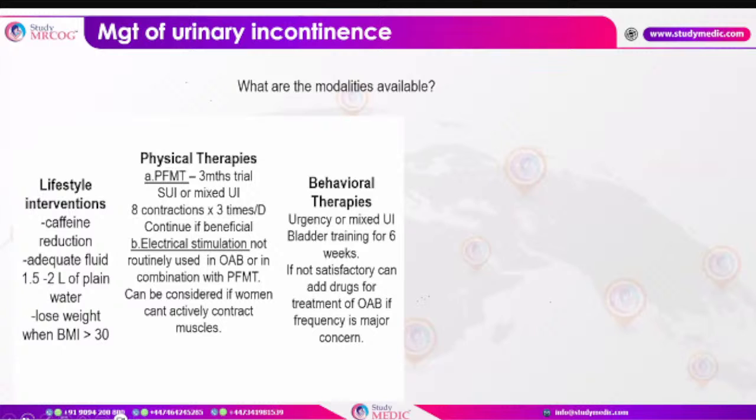Then you have behavioral therapies. This is basically for urge or mixed urinary incontinence. Okay. So this is bladder training, which is given for 6 weeks. Now, bladder training, if this is not satisfactory at the end of 6 months, if the woman is not satisfied that her symptoms are relieved, you can add some drugs for treatment of overactive bladder, especially if frequency is a major concern.